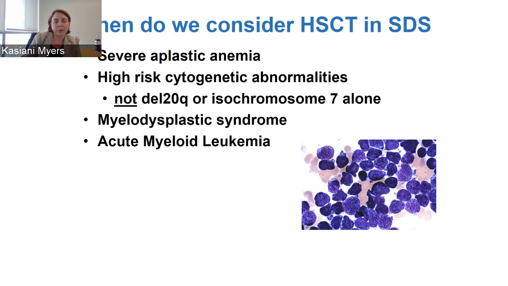So when do we consider transplant in Shwachman-Diamond syndrome? Similar to many other marrow failure syndromes, when there's severe aplastic anemia with transfusion dependence, for profound persistent anemia with recurrent infections, and also for high-risk cytogenetic abnormalities such as monosomy 7. I want to take a moment here to highlight del20q or isochromosome 7, which are very commonly seen in patients with Shwachman-Diamond syndrome and have been shown not to be high risk for a malignant transformation alone without the presence of additional cytogenetic abnormalities or morphologic dysplasia. And certainly, bone marrow transplant can be considered for patients with myelodysplastic syndrome or acute myeloid leukemia in the setting of Shwachman-Diamond syndrome.